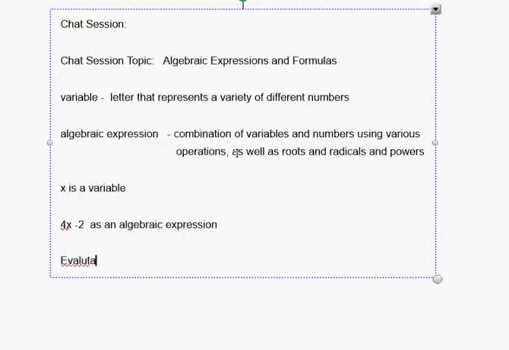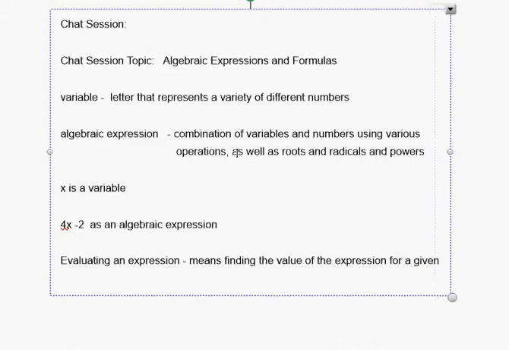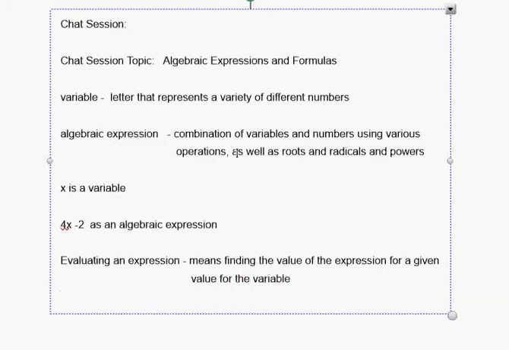Evaluating an expression means finding the value of the expression for a given value for the variable. So say, for instance, 4x minus 2, we let x be 3, and we go 4 times 3 is 12, subtract 2 gives us 10.